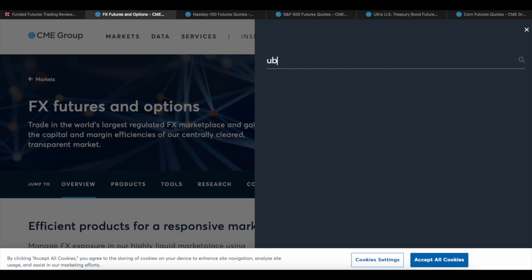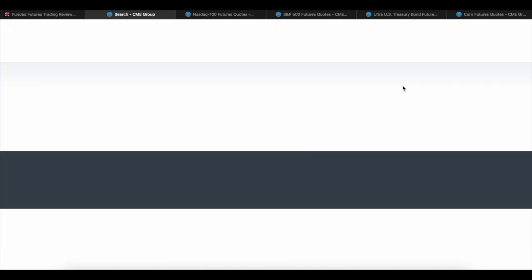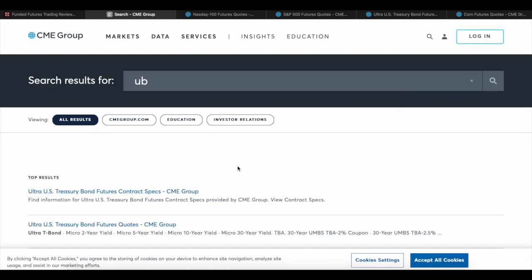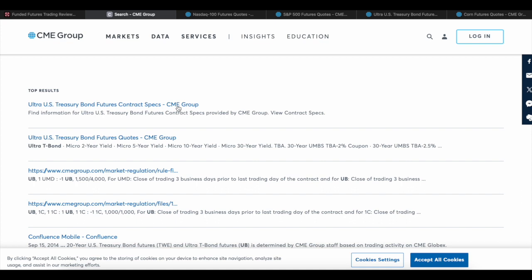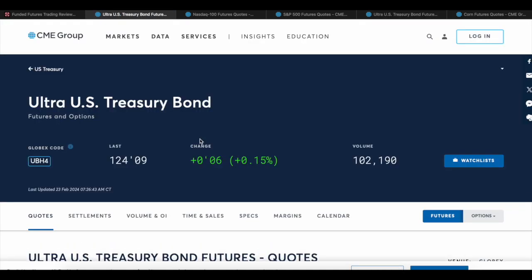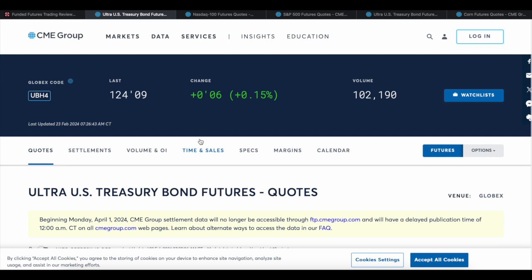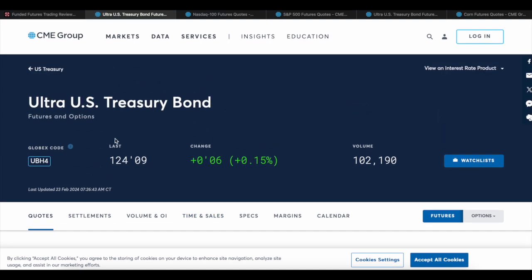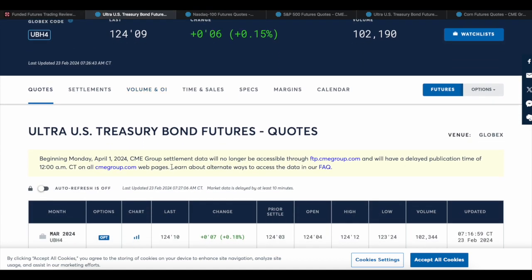So search for UB and hit enter, and we'll probably get a few results. There'll be the contract spec page, the quotes page. We want the quotes page for what we're going to be doing here today, but I'll walk you through some of the others very quickly. When you come to the quotes page, for U.S. Treasury bonds, it tells you what the current contract is, the price, the volume, etc.